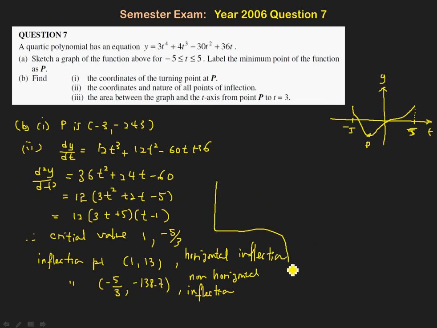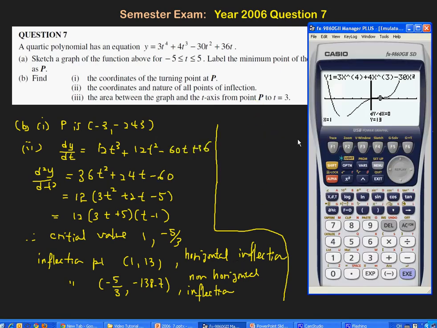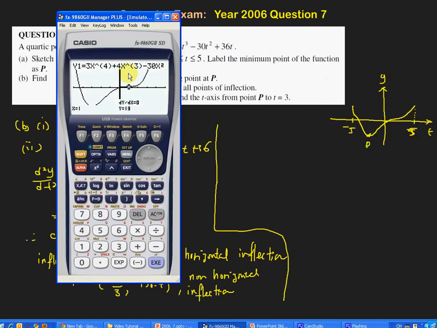And so find the area between the graph and the t-axis from point P to t equals 3. Now where is that? So point P is here, somewhere here, and the corresponding t value is -3. They want you to find the area from here until t is 3, and I can't do it in one swoop. I had to do it separately.